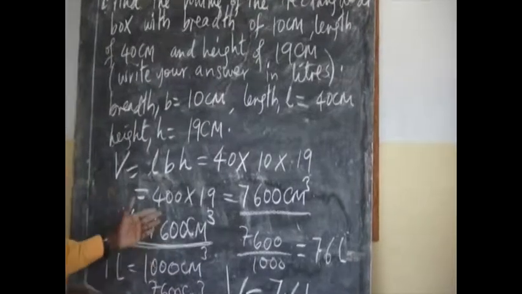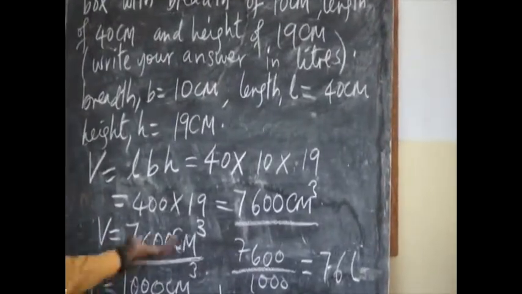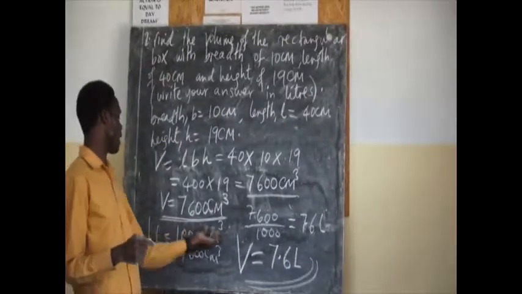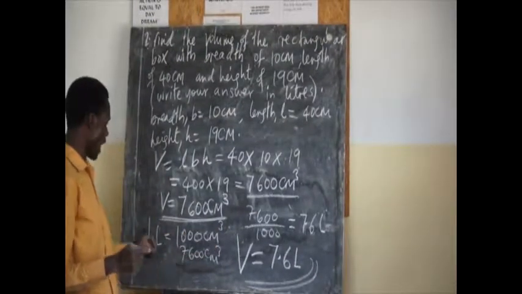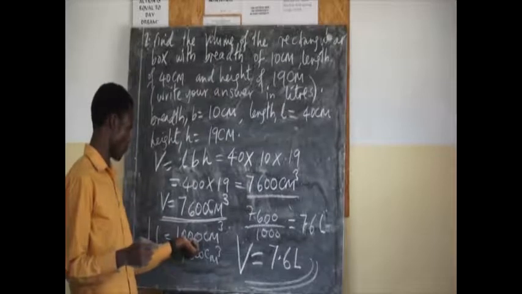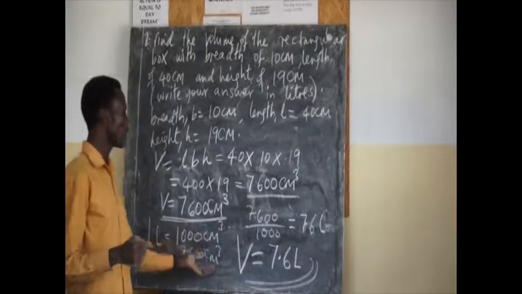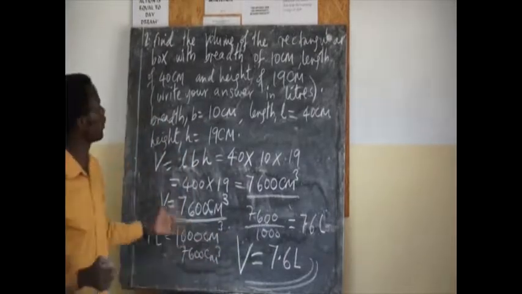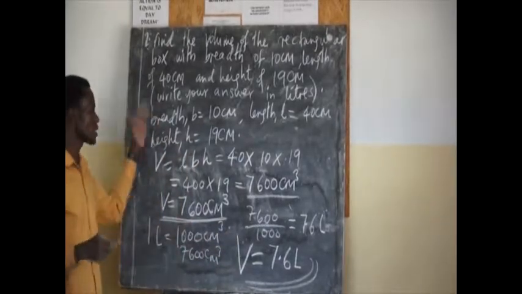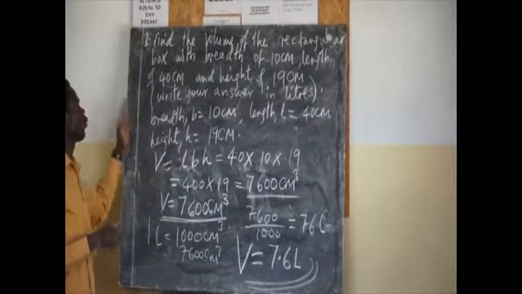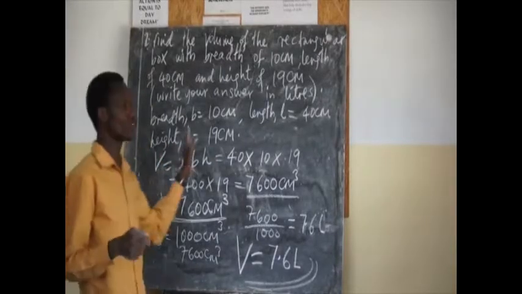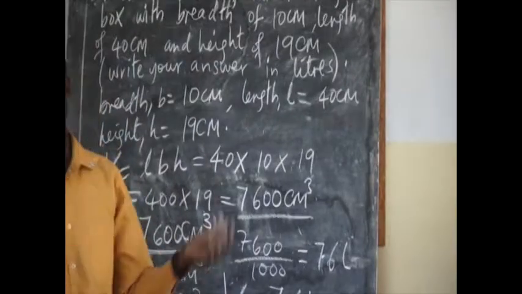Now in liters, definitely we take this and divide it by 1000 because 1 liter is equal to 1,000 centimeter cubic. Now we divide it by 1,000. And then we get 7.6 liter. And therefore volume is equal to 7.6 liter. So this is definitely how we can find out what we call volume of a rectangular box. So that's all.